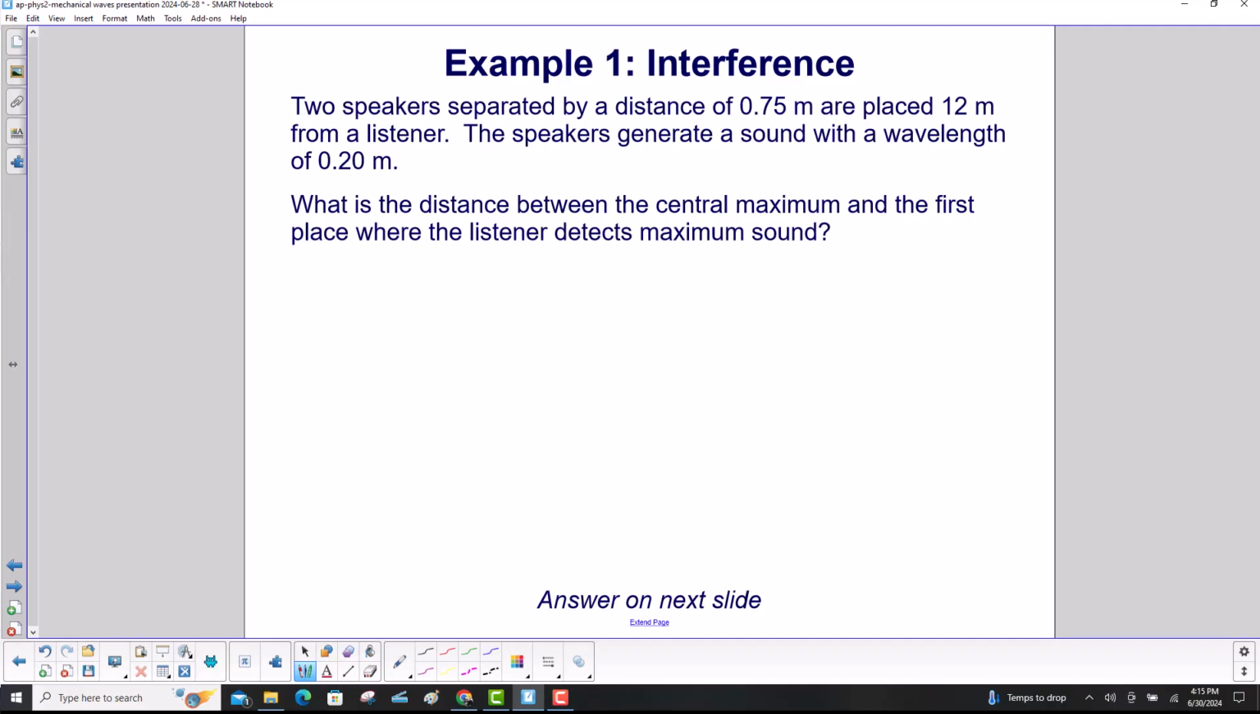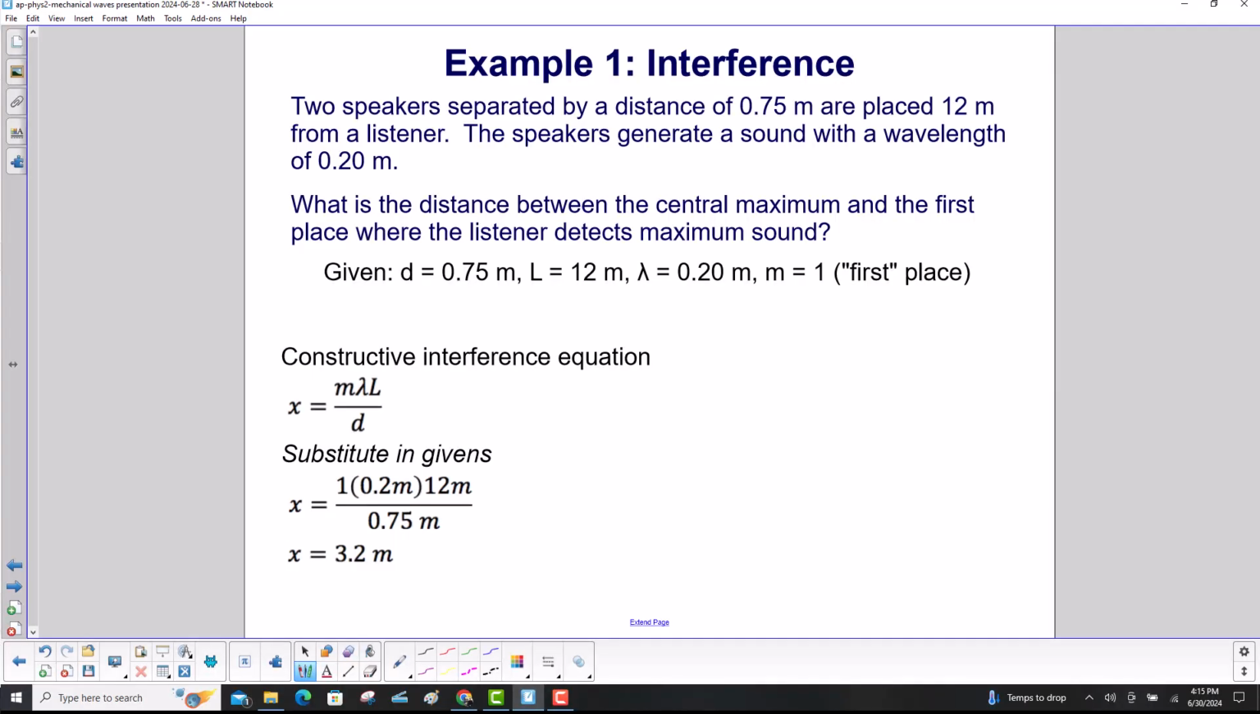Example 1. Two speakers separated by a distance of 0.75 meters are placed 12 meters from a listener. The speakers generate a sound with a wavelength of 0.20 meter. What is the distance between the central maximum and the first place where the listener detects maximum sound?